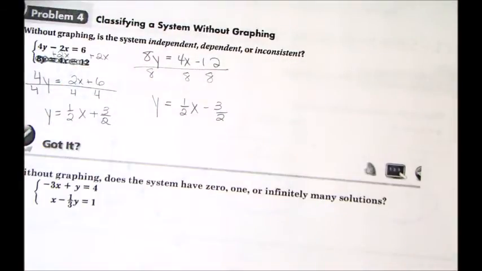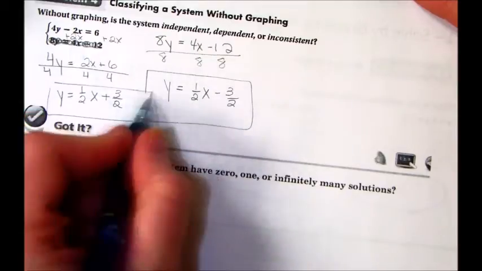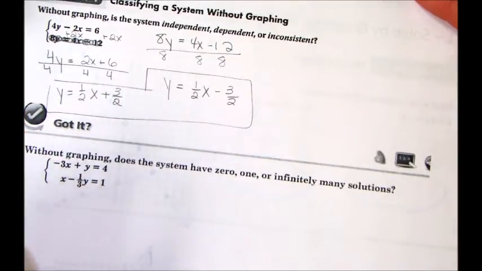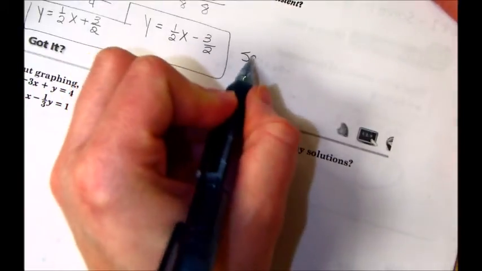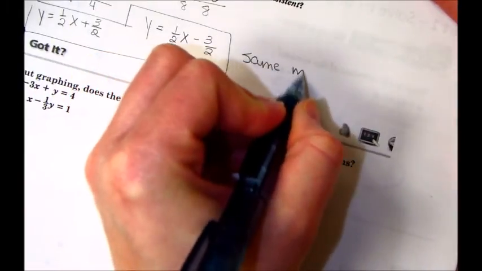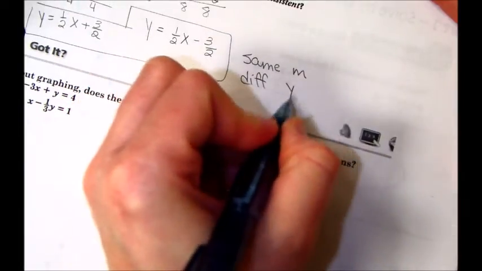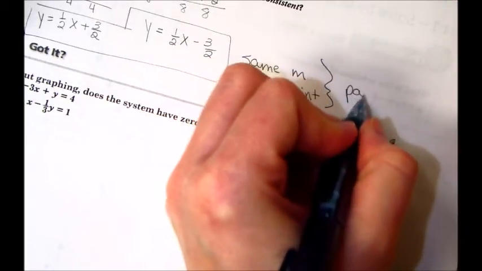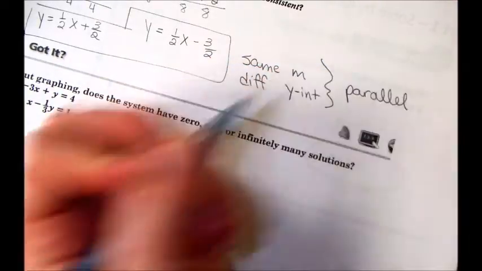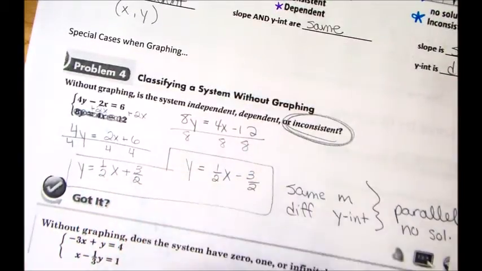Now the big question is, do those equations match? Well, they're really close, right? But they don't match because one's positive and one's negative. So in other words, they have the same slope, which is going to make them parallel, but they have different y-intercepts. Okay? This makes parallel lines, which means there's no solution. In other words, it is inconsistent.